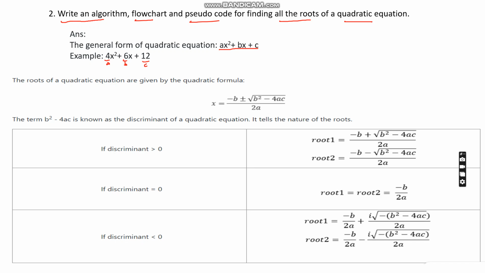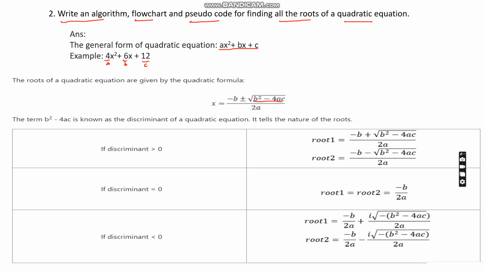Whenever we are finding the roots of any quadratic equation, the formula is: x equals minus b plus or minus root of b square minus 4ac by 2a. This is the formula. Here the b square minus 4ac part is called the discriminant.